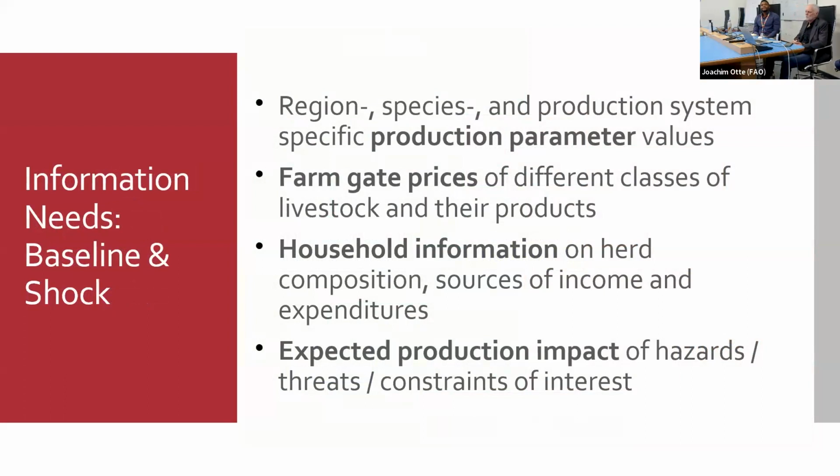So what will we need? We need our, let's say, baseline, or our a priori information. Those are region, species, and production system specific parameter values. We need some prices, and we need household information. So what is the normal herd size? What is the normal herd composition? What are the sources of income, and so on? And what is the expected impact of the hazard we're looking at?